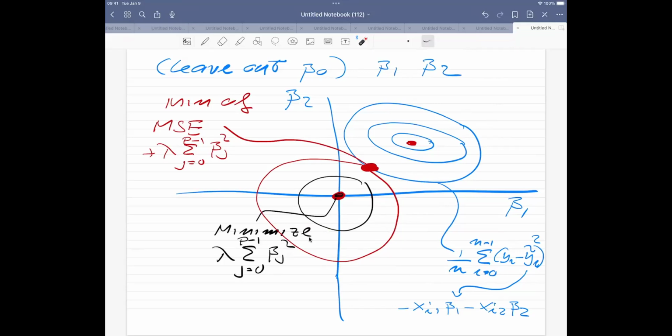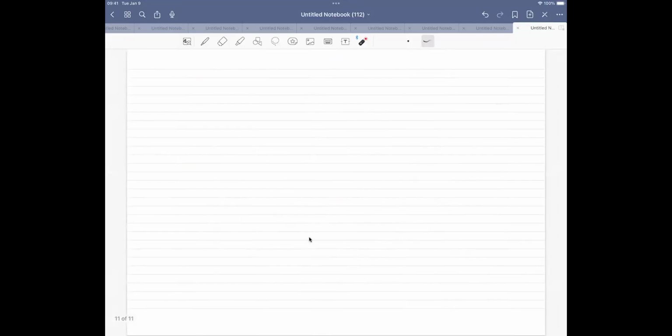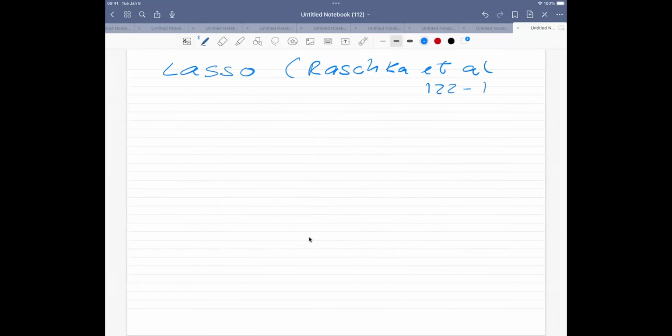Now, if you go to Lasso regression, there is a slightly different way of understanding it. By the way, this material is covered in the textbook of Raschka et al., pages 122 to 125. It can be useful to look that up because there are nice discussions about these different ways of optimizing the problem.